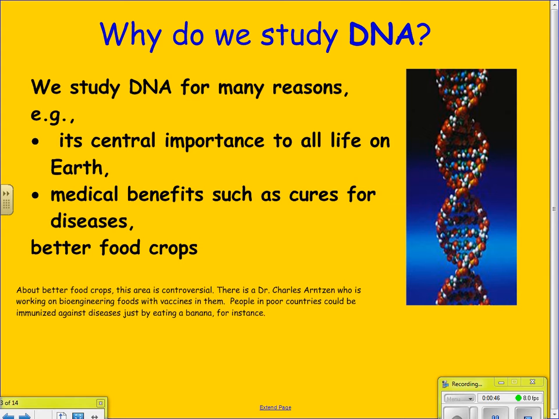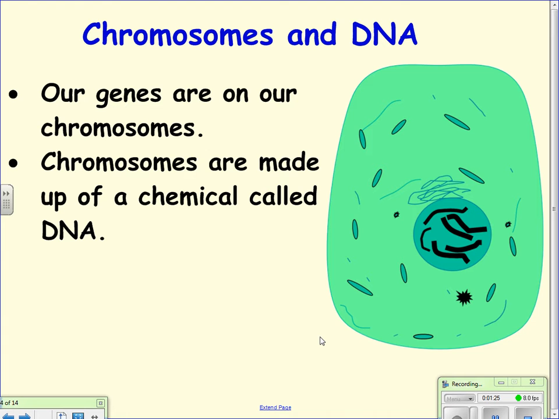DNA also has some medical benefits, like cures for diseases may come out of our understanding of DNA, or even better food crops. And have a look at this article right here. You can Google this guy, Charles Arntzen. One of his interesting fields is bioengineering foods with vaccines, so people in other countries could get immunization from diseases by just eating some of the foods that would be common in that area. So as we understand DNA, we can begin to apply it to medical and agricultural benefits.